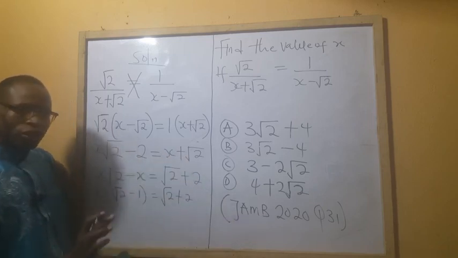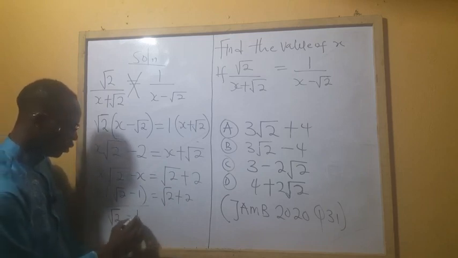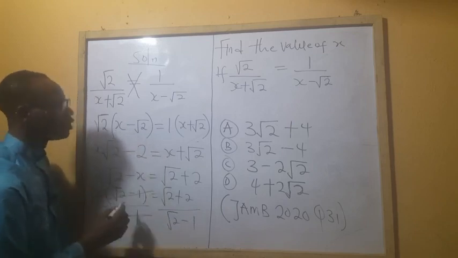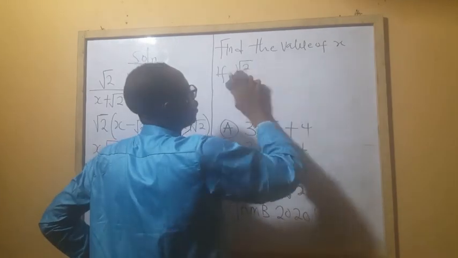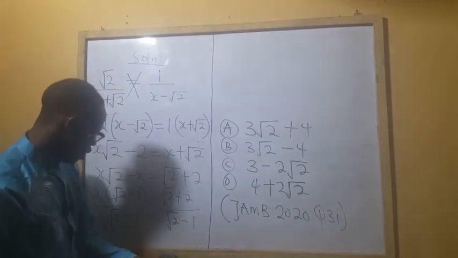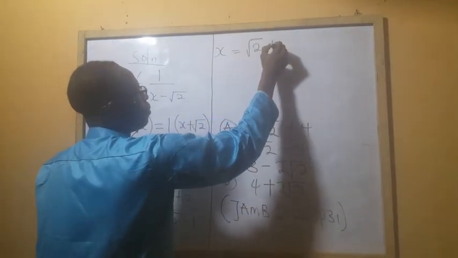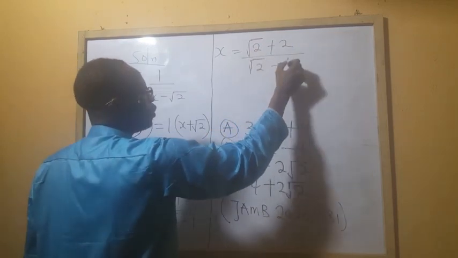Now to make x stand alone here, we divide both sides by what? By root 2 minus 1, root 2 minus 1, so that this guy will eliminate. So therefore, we are now left with x. So we are now left with x is equal to root 2 plus 2 all over root 2 minus 1.